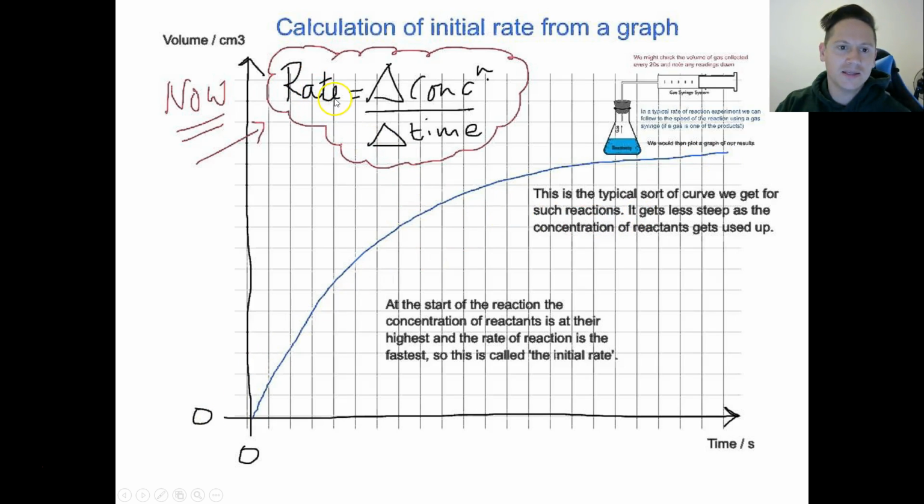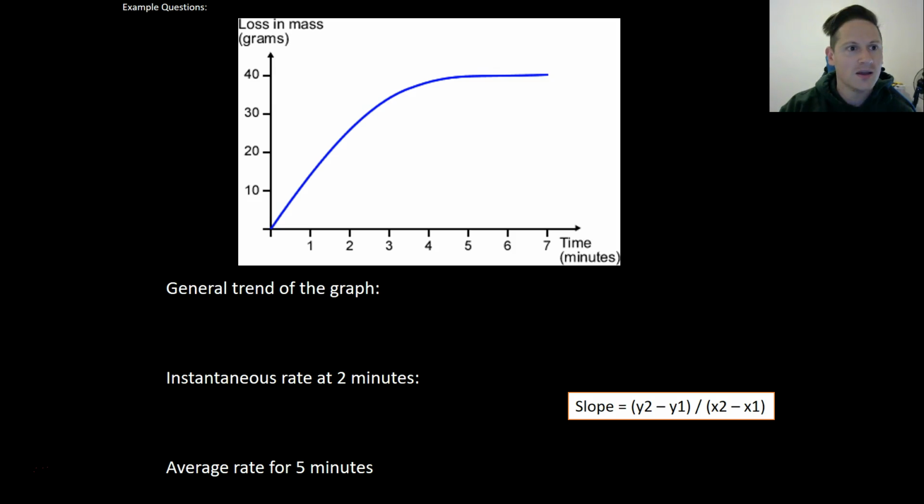So in this instance, the rate of reaction is being defined as the change in concentration divided by the change in time. You're going to have to pick 2 points on this graph in regards to a slope, and you're going to have to say, okay, how has the concentration changed and how has the time changed between those 2 points?